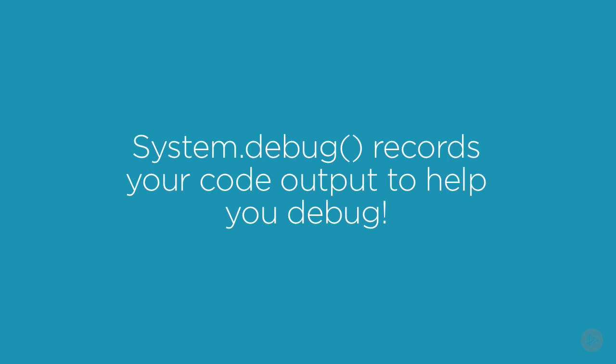Maybe you don't know how many times your loop has looped. You could use system.debug to log something each time your loop iteration has finished. Or maybe you don't know if your code is ever reaching inside a certain if statement. You could use system.debug inside the if statement and see if it ever gets logged. There are so many creative ways you can use system.debug to help you solve your code. Let me give you an example to help you visualize this.